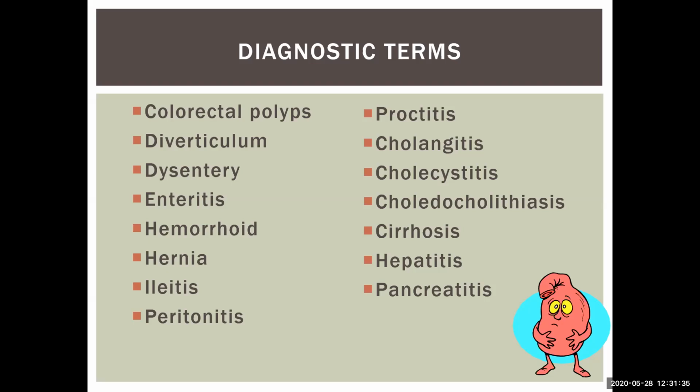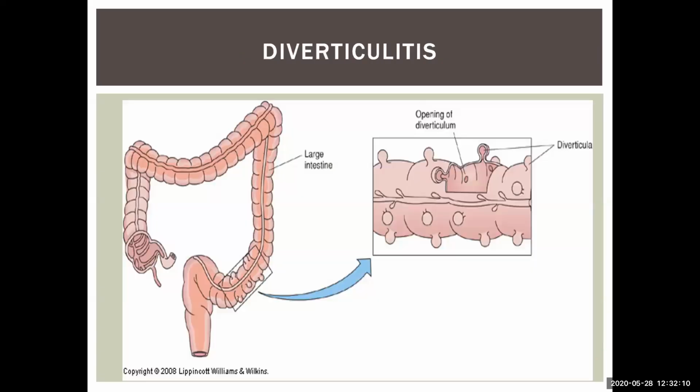Cirrhosis is a condition that has, in the liver, degeneration of the tissue, most often caused by alcohol or nutritional deficiency. Hepatitis, inflammation of the liver, which sometimes is from hepatitis A, B, or C. A is from contaminated food or feces to the mouth, and B and C are blood and body fluid related. And pancreatitis is inflammation of the pancreas, which could be from several reasons, alcohol being one of them.